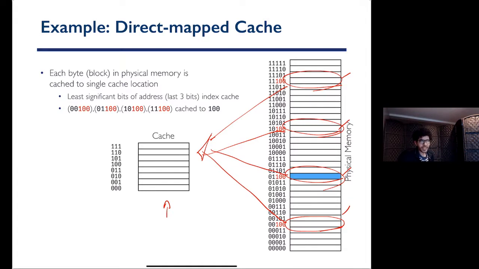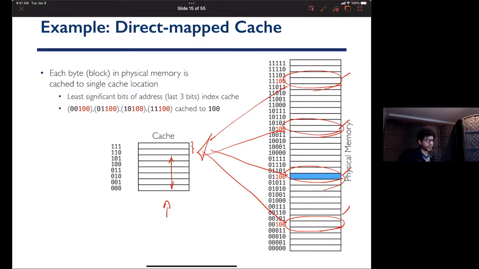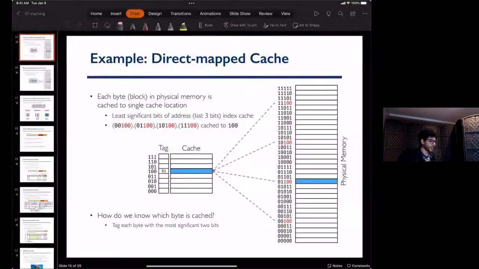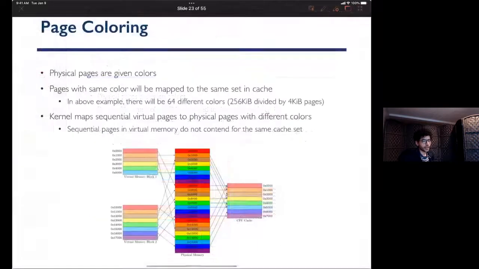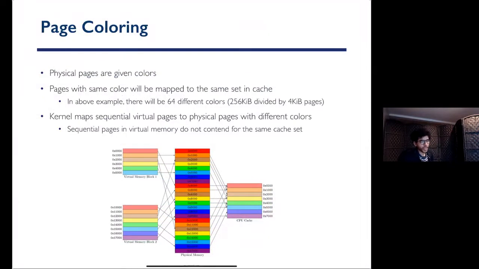Because we're basically wasting cache. All these other bytes are not being used because all the physical memory addresses are mapped to these two sets, for example, just as an example. Now, how do you prevent this? In order to prevent this, there is a nice algorithm called page coloring.